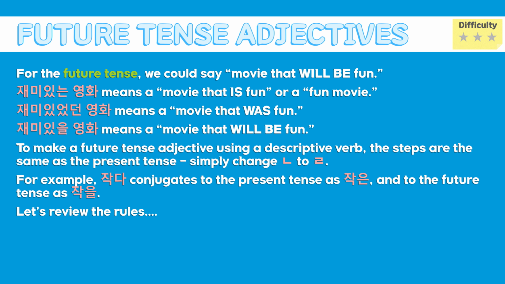To make a future tense adjective using a descriptive verb, the steps are the same as the present tense. Simply change 니은 to 리을. For example, 작다 conjugates to the present tense as 작은 and to the future tense as 작을. Let's review the rules.